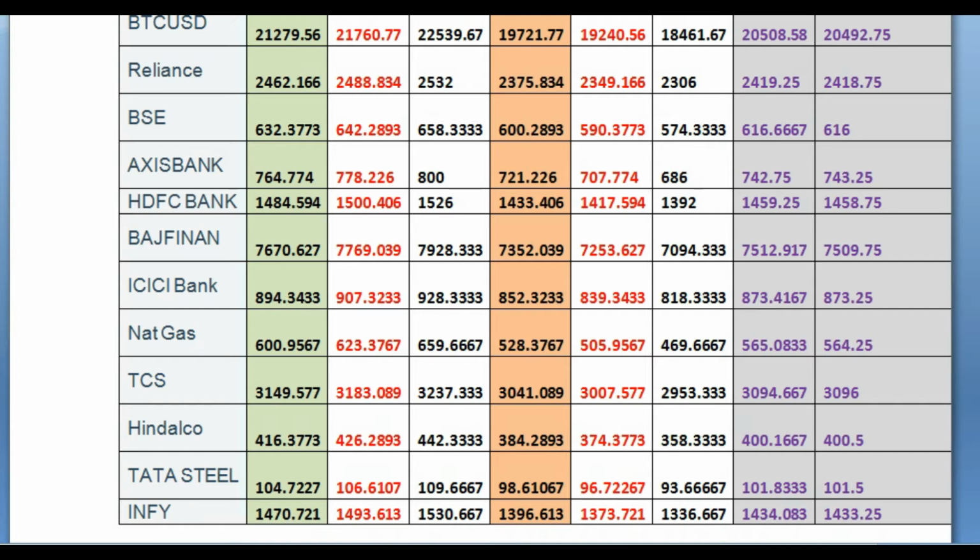Now, another thing, once it drops below the trigger points, then there are support 1, support 2, support 3. Partially you can book the profits at support 1, support 2 and support 3.